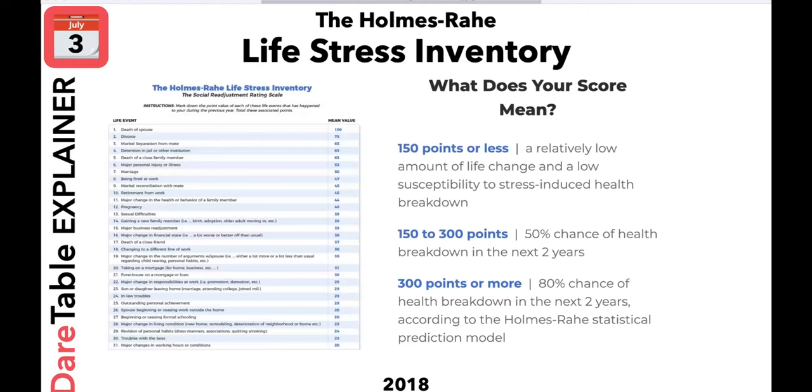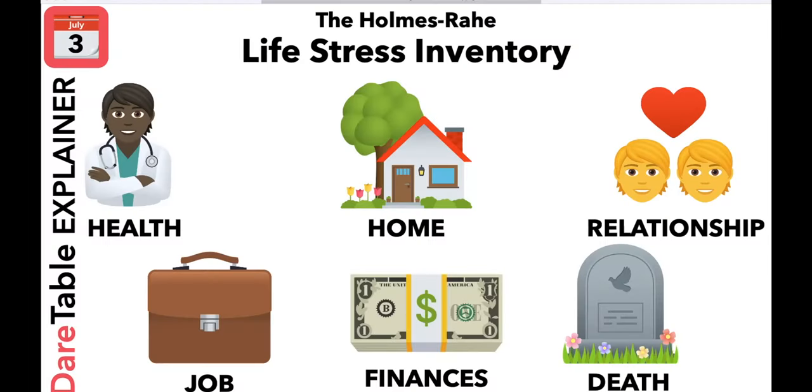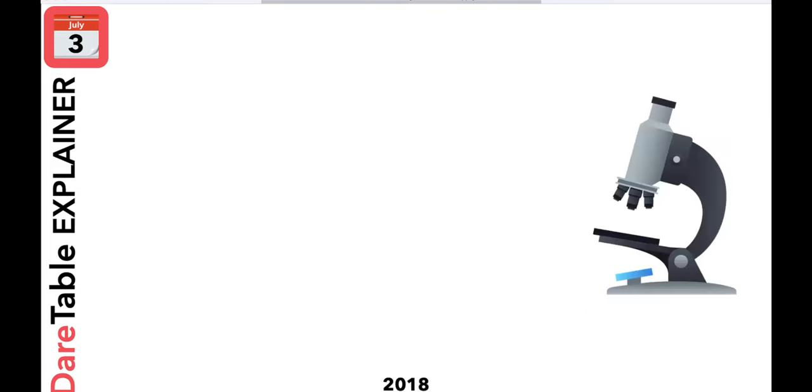Challenge was, I knew that life would have some ups and downs. Now, some of you might not have heard of the Holmes and Rahe Life Stress Inventory, but this is a simple test that anyone can take on the internet. But what it'll tell you very quickly is if you're probably going to have significant problems in your life. You'll see that at 300 points or more, 80% will have a health breakdown. So the five things we kind of looked at were health, home, relationships, job, finance, and death.